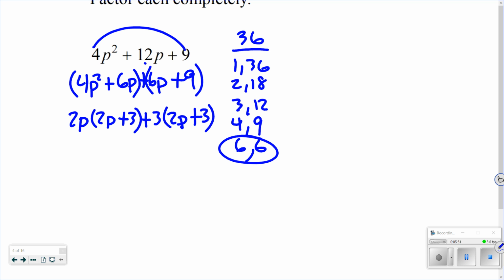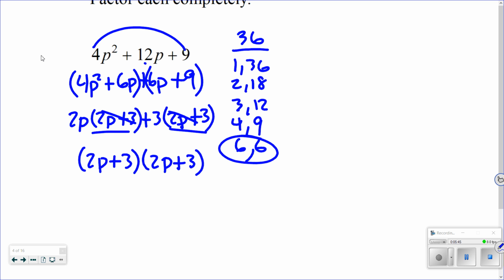When I'm done, right, I want to make sure that that 2p plus 3 and 2p plus 3 is the same, so I take that out. 2p plus 3. And what's left? Well, when I take that out, I'm left with another 2p plus 3. Well, 2p plus 3 times 2p plus 3 is actually 2p plus 3 squared. So we can get the answer the way we've done it before. But we know how to factor a quadratic trinomial.